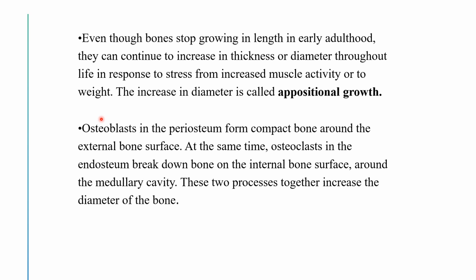The osteoblasts in the periosteum form compact bone around the external bone surface. At the same time, osteoclasts in the endosteum break down bone on the internal bone surface around the medullary cavity. So these two processes by osteoblasts and osteoclasts help in increasing the diameter of the bone.